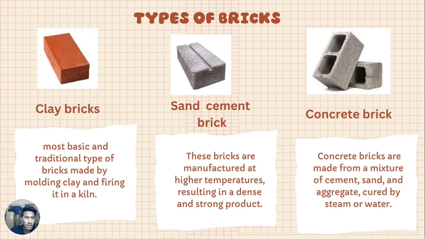Clay brick is the most basic and traditional type of brick. It is basically made by molding clay and firing it in the kiln. Then we have sand cement brick. This type of brick is manufactured at higher temperature, resulting in a dense and strong product. We also have concrete brick, made from a mixture of cement, sand, and aggregate, and cured by steam or water.